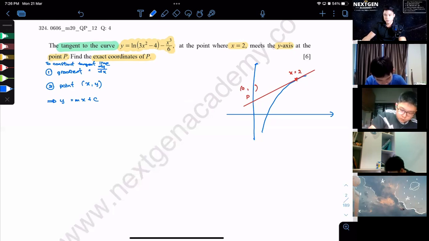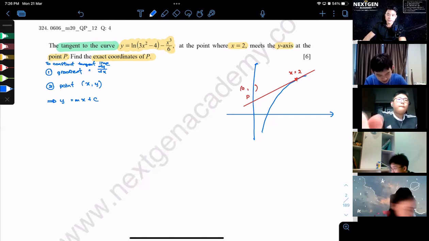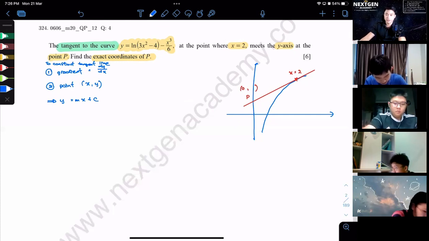Okay. All right. Anyone got the answer? One more thing to take note. They say exact coordinates, right? Do you all understand what is the meaning of exact in maths? Exact value? Oh, no, no.